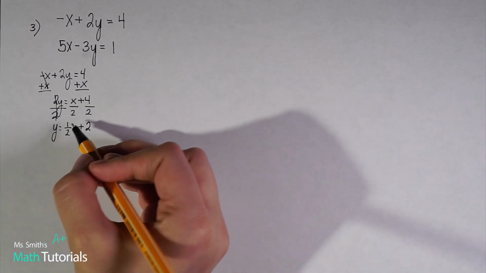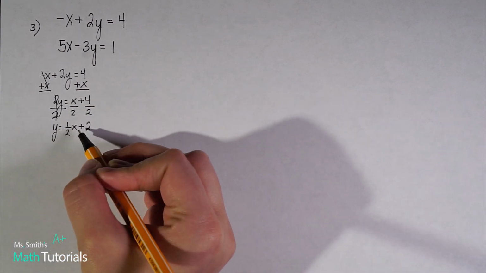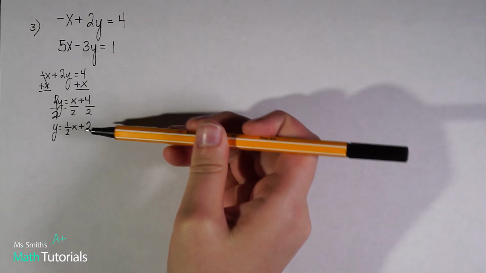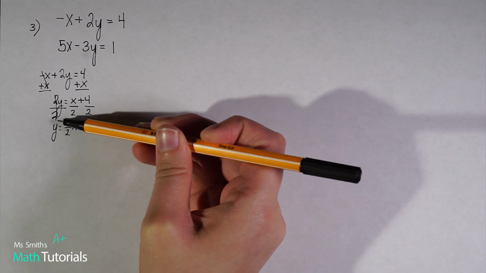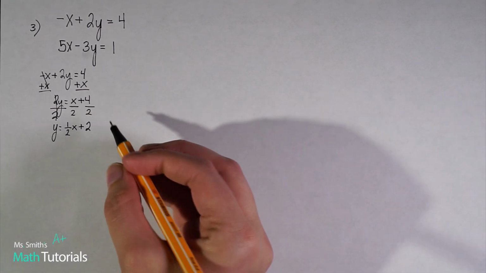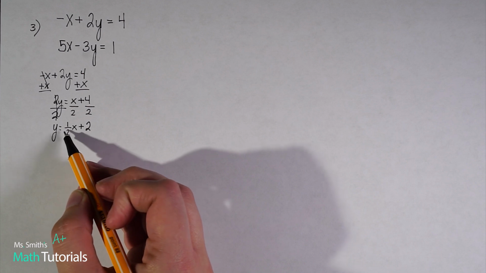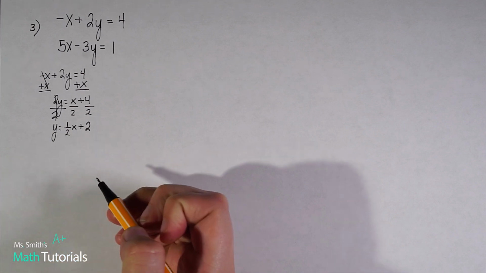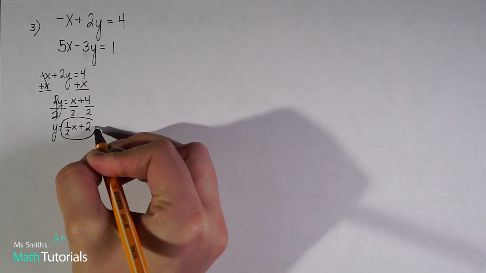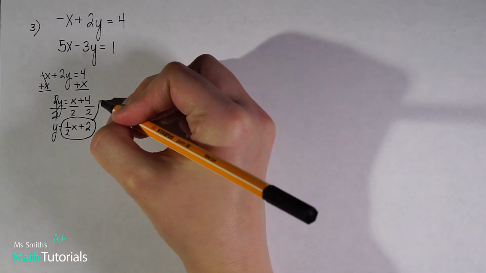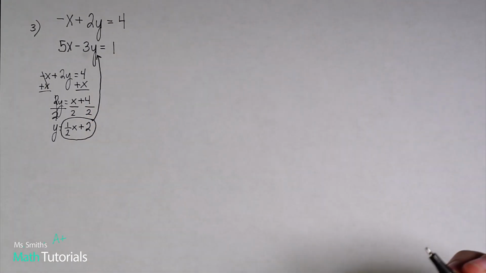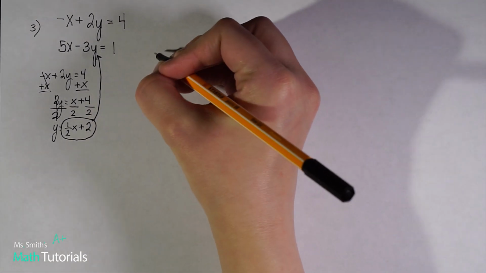Okay, so now I have an equation where I just moved some furniture around with this top equation so that I had a variable alone. Now I have my y alone. What I'm going to do is, if I know y equals 1/2 x plus 2, I can take 1/2 x plus 2 and sub it into the other equation, so this one down here, in for y. So that's exactly what I'm going to do.